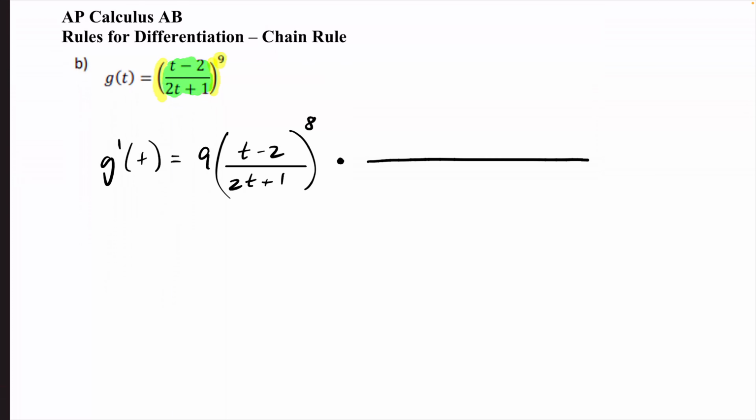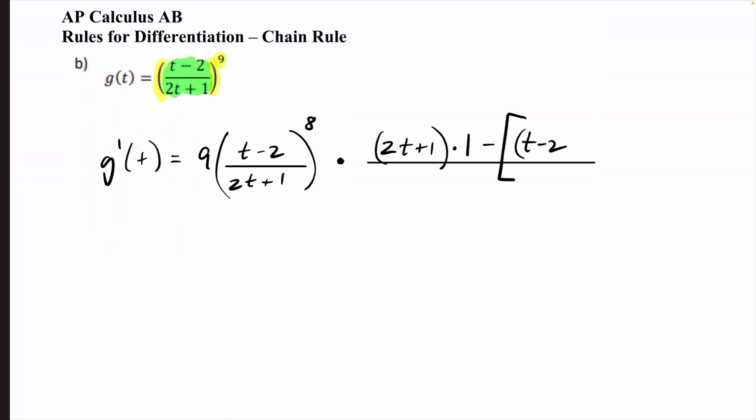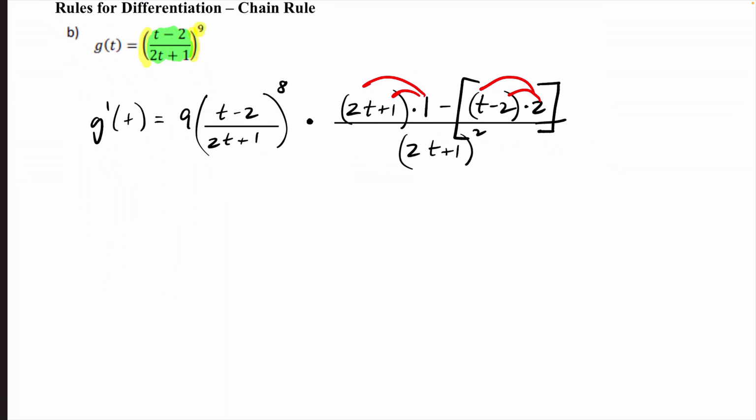Okay? So low times the derivative of the high. So 2t plus 1 times the derivative of the high, which is just 1, minus the high times the derivative of the low, which would just be 2, over the low squared. Okay, so I need to distribute the 1, distribute the 2, and rewrite it.